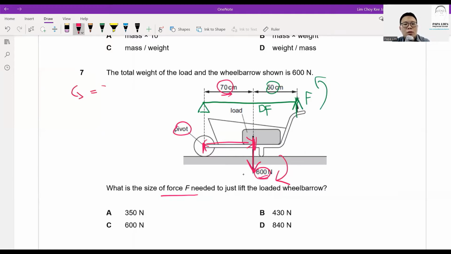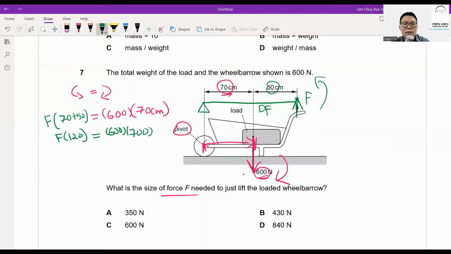Anti-clockwise moment equals clockwise moment. The clockwise moment is the red one, which is 600 multiplied by 70 cm. Then the anti-clockwise moment is F multiplied by the perpendicular distance. Remember, it's 70 plus 50, so that will be 120 cm.